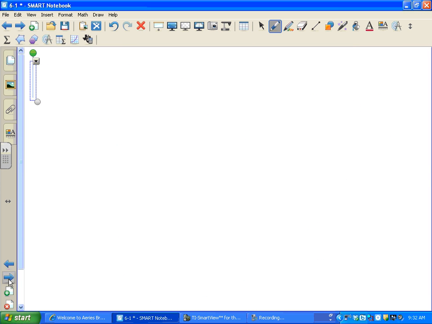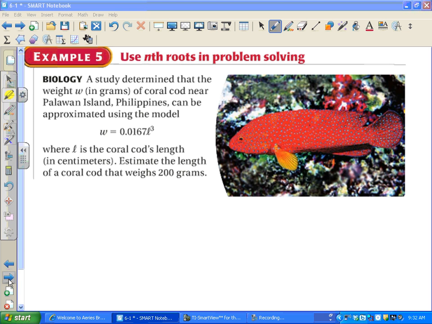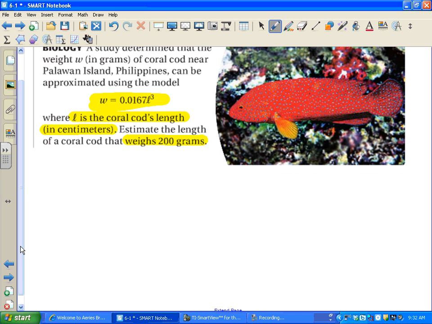All right, last problem. Word problem, biology. Studies determined that the weight in grams of a coral cod near Palawan Island, Philippines, can be approximated by the model W, that's weight, equals 0.0167 L cubed, where L is the length of the cod in centimeters. It says estimate its length when it tells me its weight. If it weighs 200 grams, how long is that fish? Great. So it gave me an expression, W equals 0.0167 L cubed. It told me it weighs 200 grams.